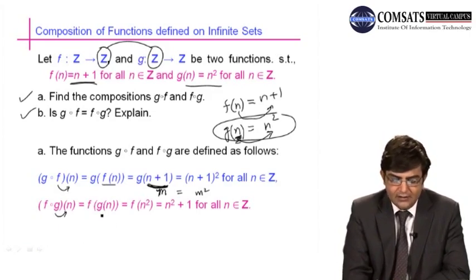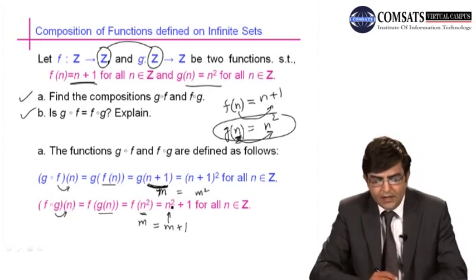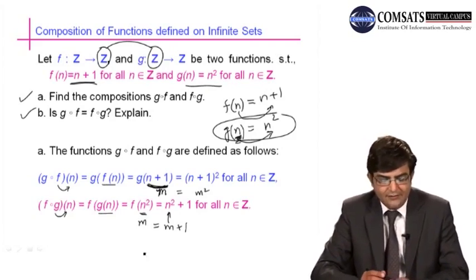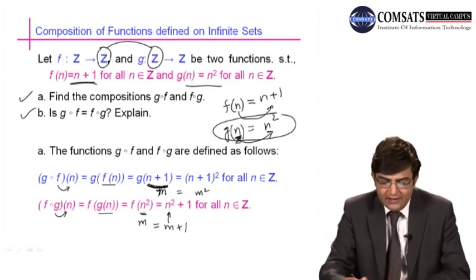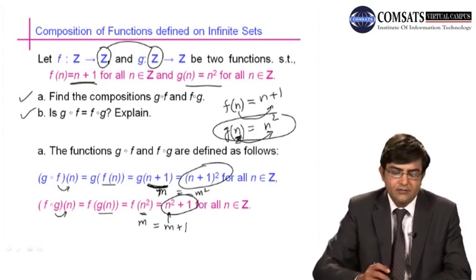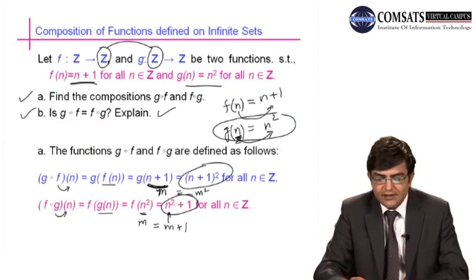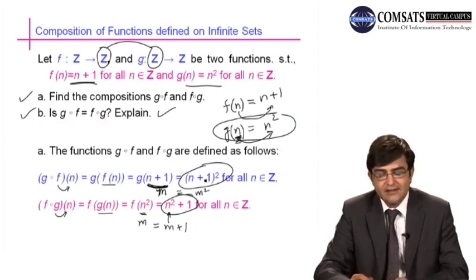So what is g of n? This is basically n square. Now when f operates on this element, for example this is m, this will become m plus 1. So what is m? m is n square. So instead of m we write here n square. So this is basically f circle g. Now whether this function and this function are both equal or not, in the second part we have to answer this question. It is evident if you see the functions. Here we have n plus 1 whole square, here we have n square plus 1. So these two functions are not equal.